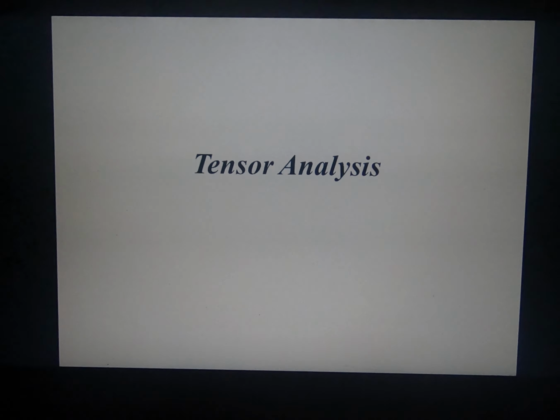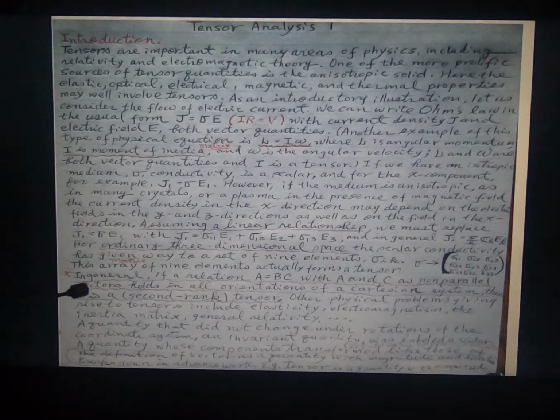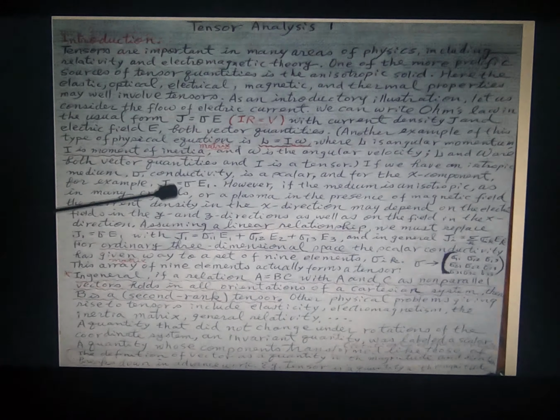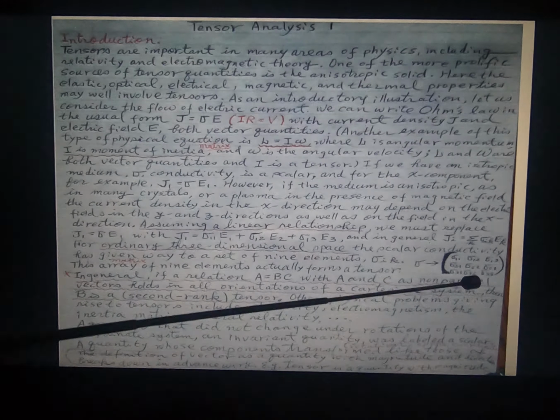Tensor analysis, very important subject. These are the introduction and where the tensor comes from. And you can see if the material is not isotropic, it actually creates a tensor.